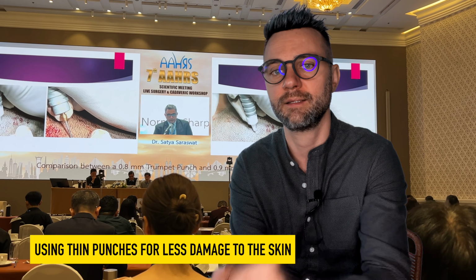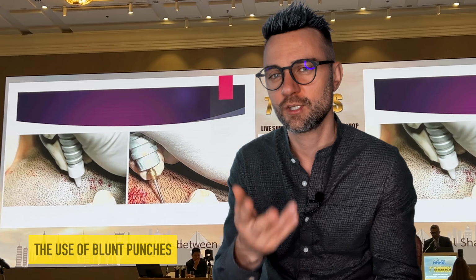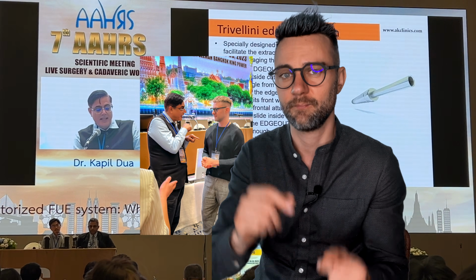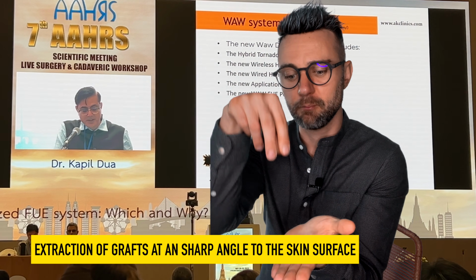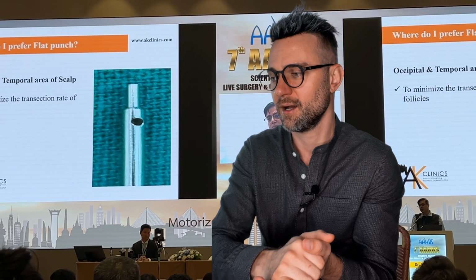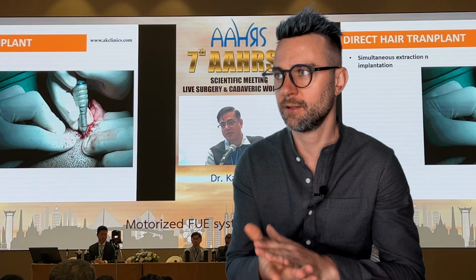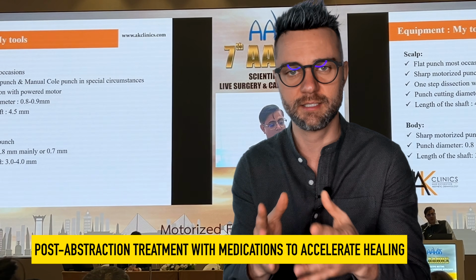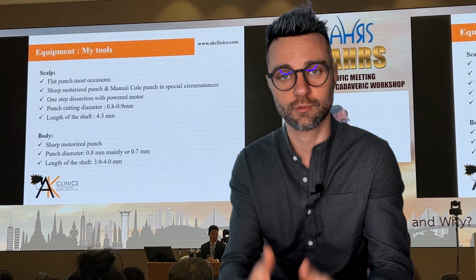What is recommended in this case? The first is the use of thin punches for less damage to the skin. Blunt punches are also used. Not cutting but pushing the tissue apart. It is recommended to take the grafts at an acute angle to the skin surface, not perpendicularly. When taking grafts perpendicularly, there is a very high chance of damaging the vessels and actually causing problems. Also, according to my observations in good clinics after transplantation, use special healing ointments that allow you to heal as quickly as possible those areas from which your grafts were taken.